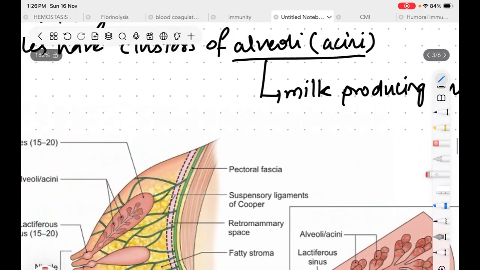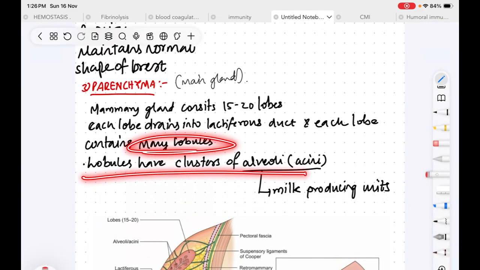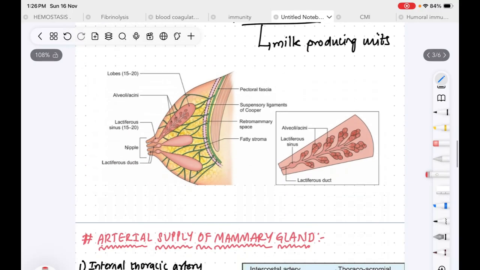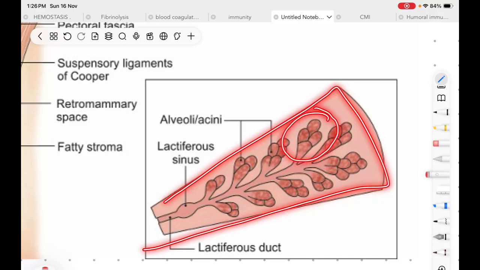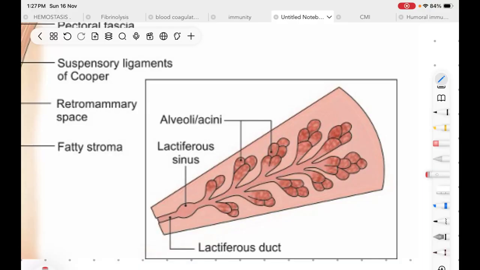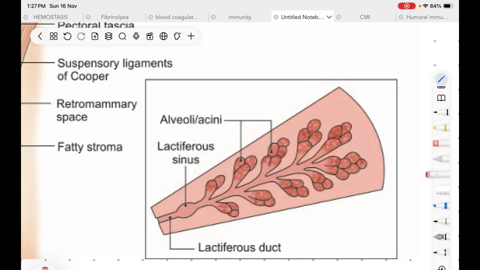Okay, I hope you understood this point. See, it contains many lobules. Lobules have clusters of alveoli or acini. See, this is a lobe, this is a lobule which contains acini or alveoli. Okay, I hope you are clear. Lobe, lobule, acini. Okay, clear, I think.